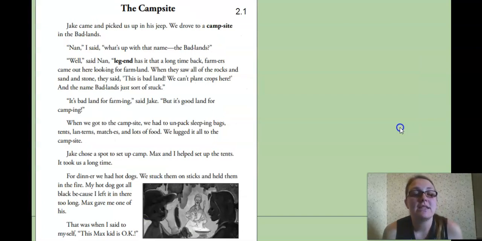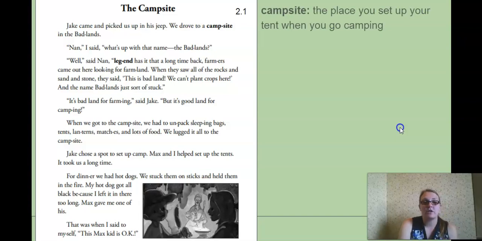All right, today's story is called The Campsite. Our first vocabulary word, which you'll see is highlighted in the story, is campsite. It's the place you set up your tent when you go camping.